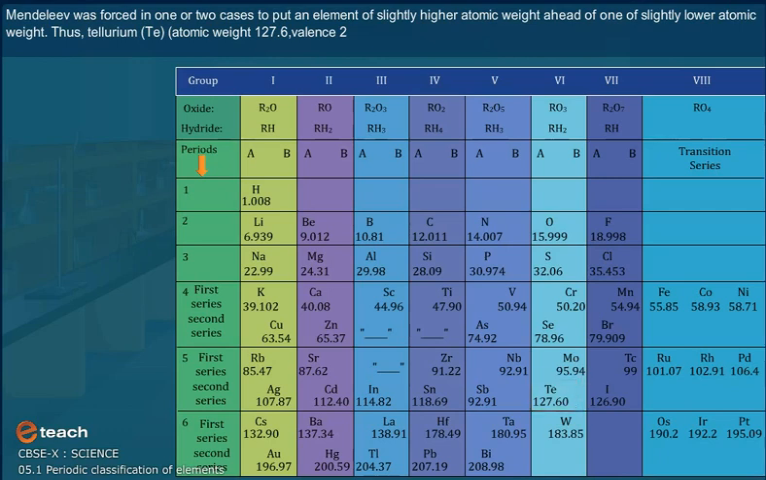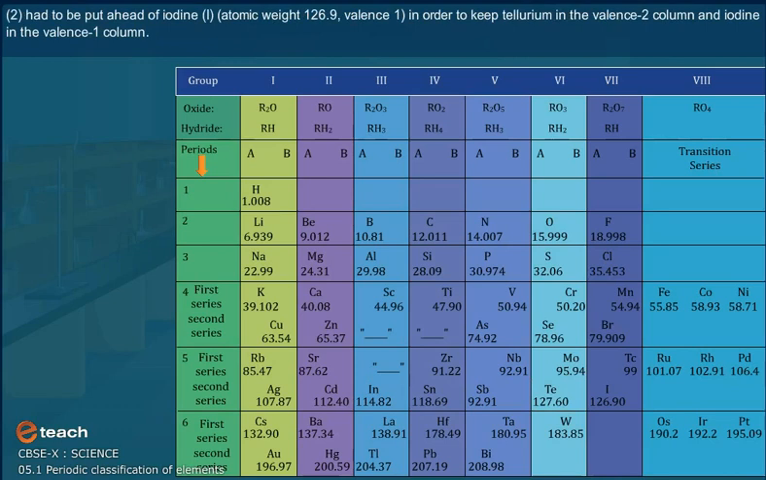Thus, tellurium, that has an atomic weight of 127.6, had to be put ahead of iodine, whose atomic weight is 126.9, in order to keep tellurium in the valency 2 column and iodine in the valency 1 column.